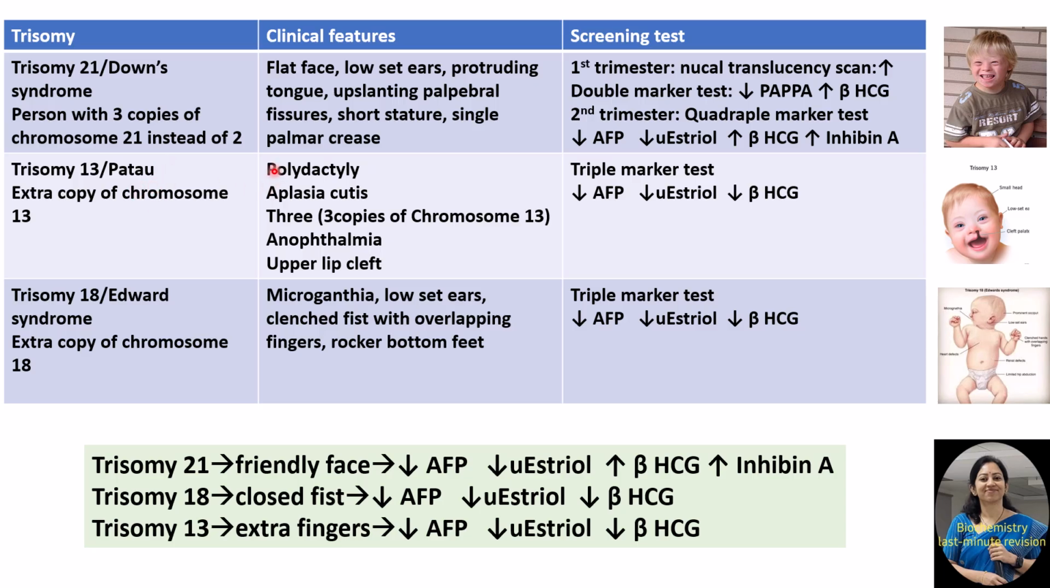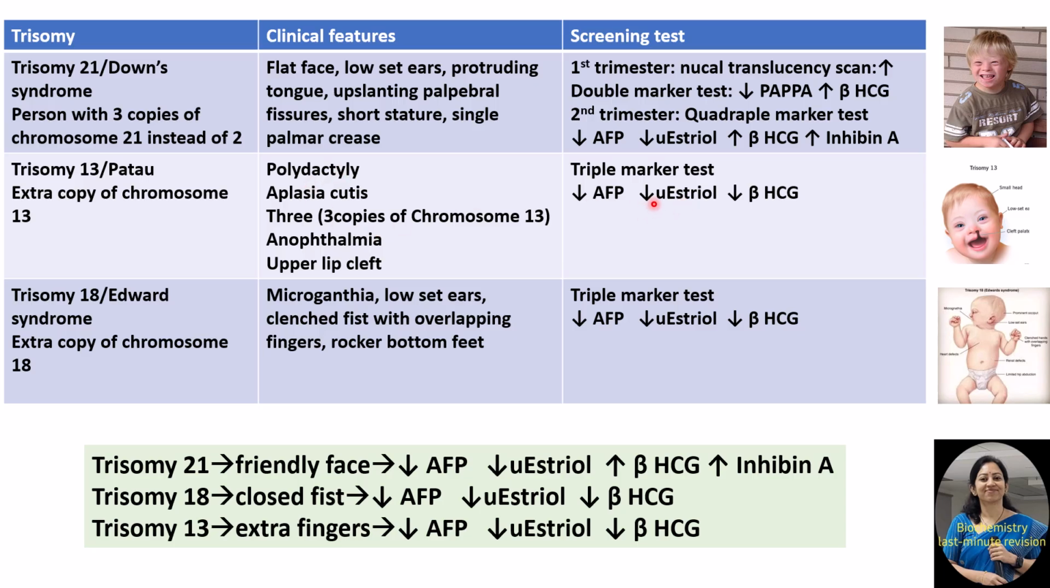Now trisomy 13 is the presence of an extra copy of chromosome 13, also known as Patau syndrome. P stands for polydactyly, the child will have multiple fingers. A stands for aplasia cutis, with three copies of chromosome 13. Anophthalmia is very rare; it means no eyes, but the eyes will be underdeveloped. Then U stands for upper cleft lip. So the characteristic features of trisomy 13 include cleft lip, cleft palate and multiple fingers.